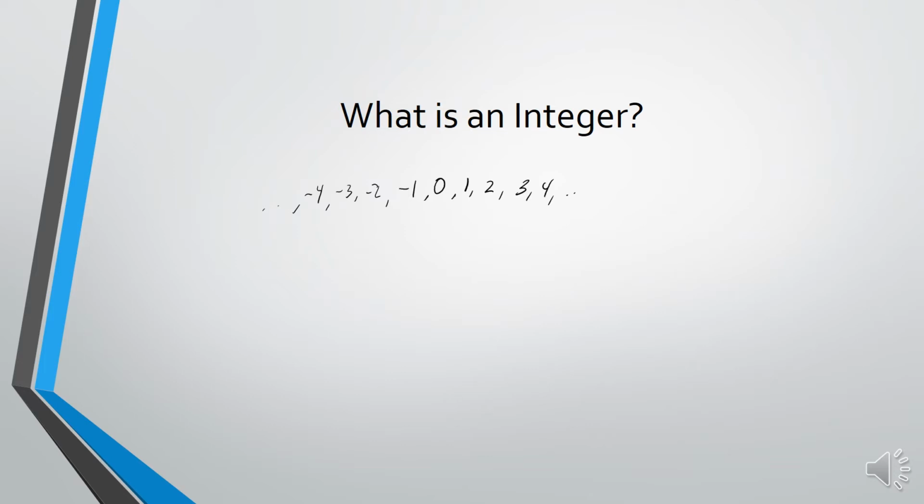So it's all the negative whole numbers, all the positive whole numbers, 0, and it just keeps going on forever and ever in either direction. Sometimes you'll see this written in a mathematical form, and it's written as this bold Z. So this bold Z means all of the integers.